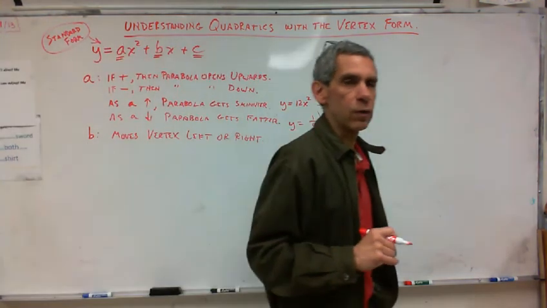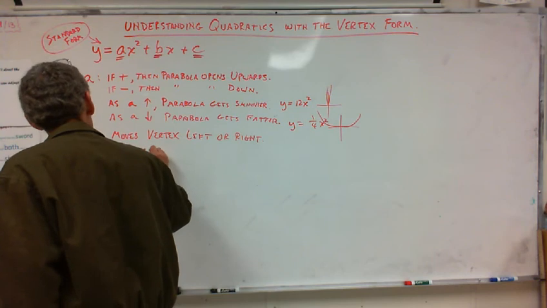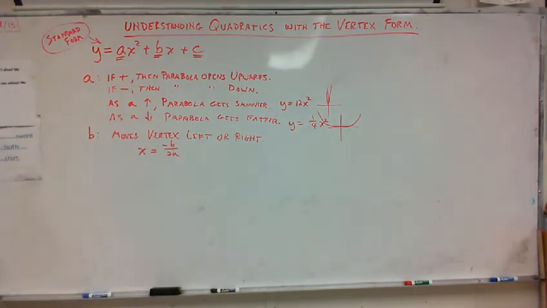Moves the vertex left or right. Remember that formula for axis of symmetry to find your x. X is equal to negative b over 2a. Because of that negative b there, that's what moves it this way. That's what's moving the x away from 0.